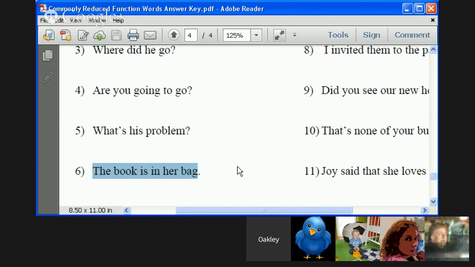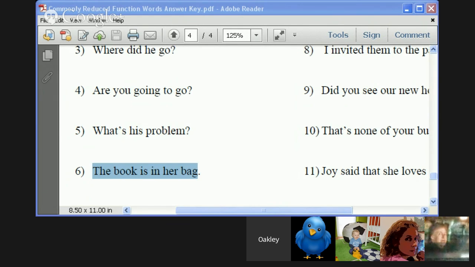The book is in her bag. The book is in her... Is in her bag. Oof, I can't say that. The book is in her bag. The book is inner. It's going to sound like inner. The book is in her bag.